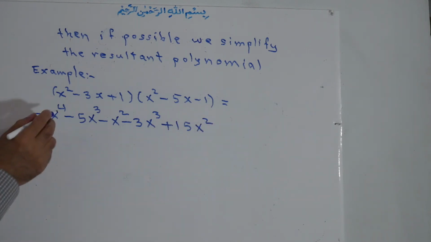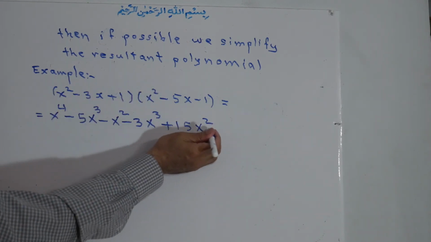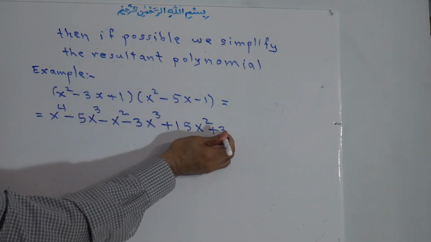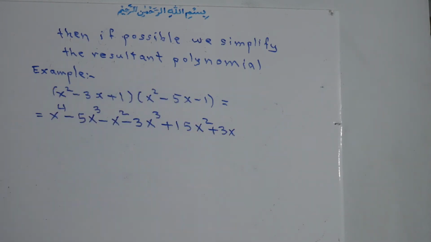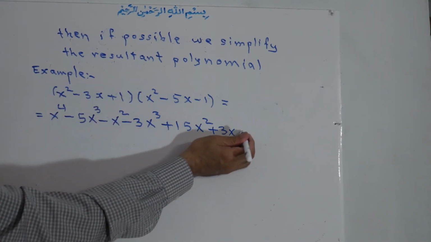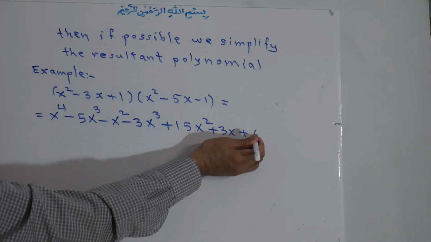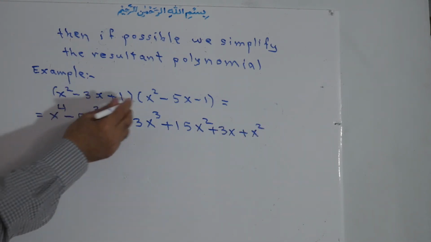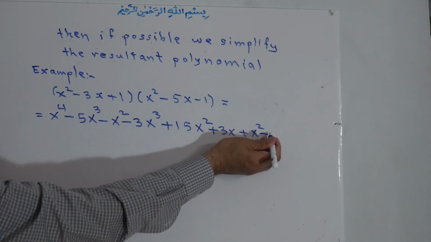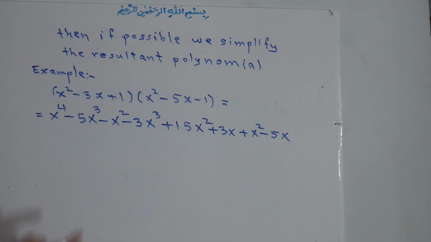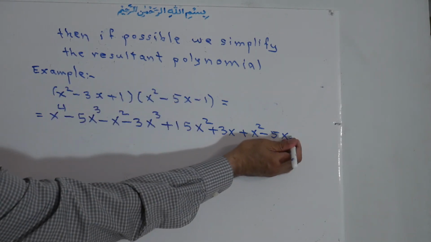Then the last one, negative times negative is positive, 3x times 1 is 3x. And then positive 1 times x squared is plus x squared. 1 times any number is that number. Positive times negative is negative 5x. 1 times 5x is 5x. And positive times negative is negative 1.